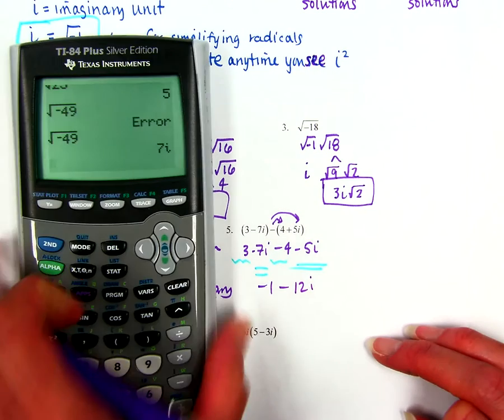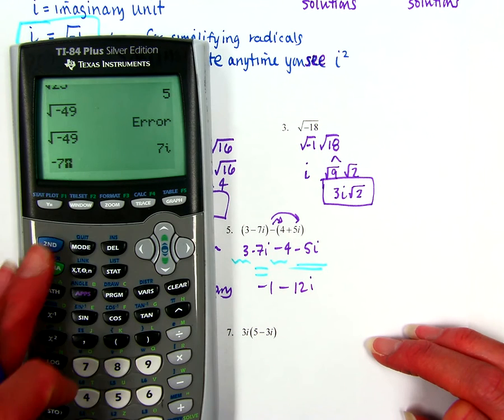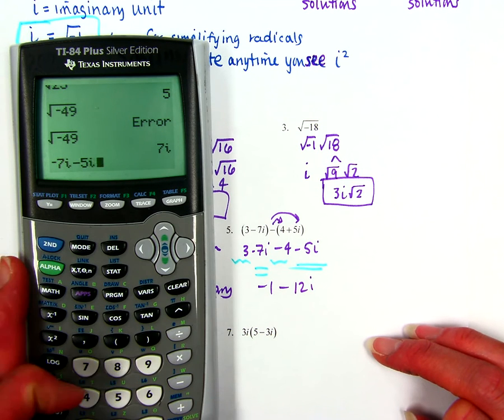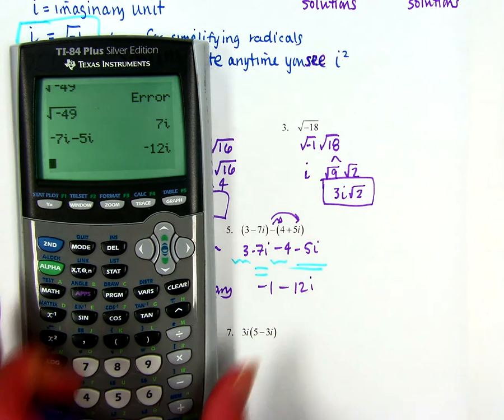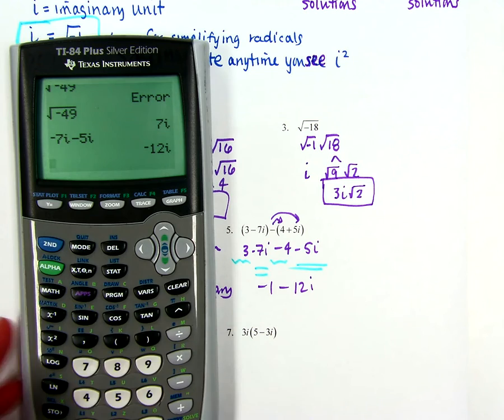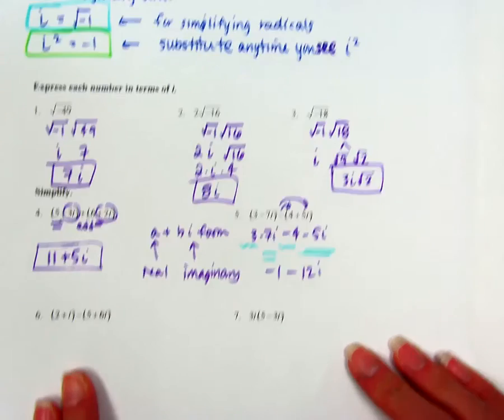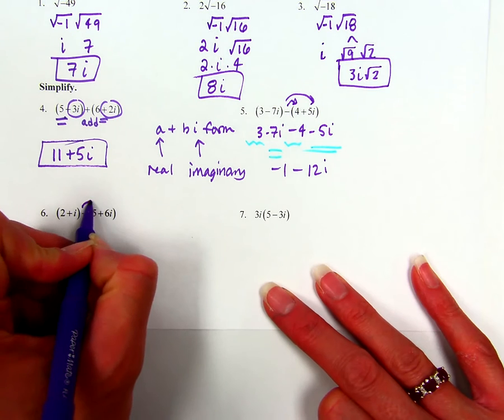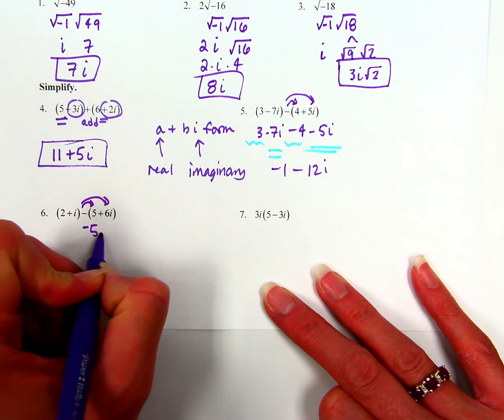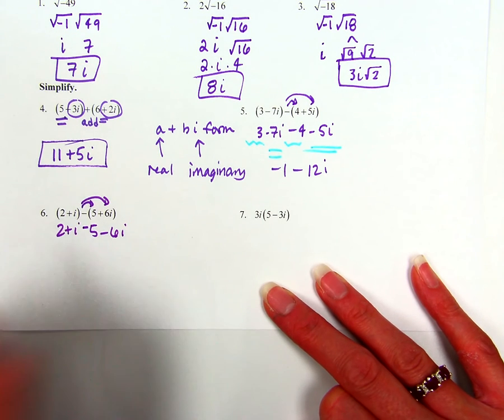If you really want to, you could do negative 7i minus 5i, and that's negative 12i. Right? But I think you can add negative 7 plus negative 5 and know that that's negative 12i. All right, one more negative that I need to distribute. So negative 5 minus 6i, and then combine your like terms.